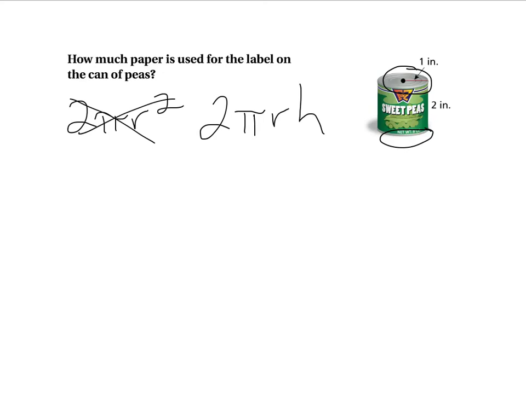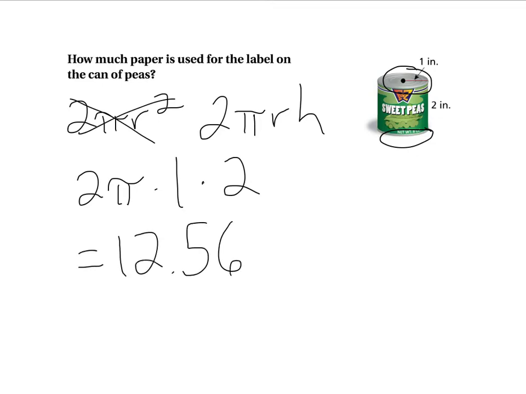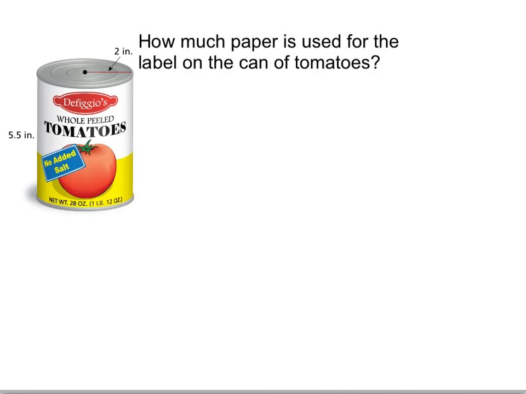So I'm going to multiply 2 times pi, again 3.14, times the radius of 1 times the height of 2. When I multiply those up, I get 12.56. It's still an area, it's just the area of that paper, so inches squared.